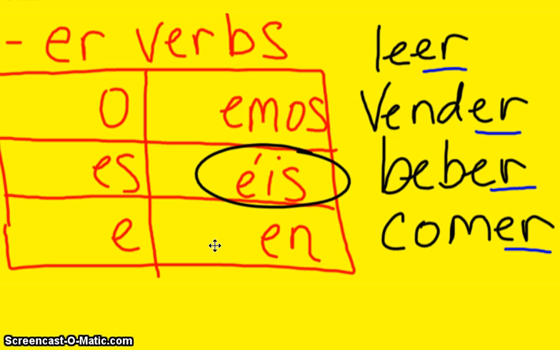And recalling your AR verbs, the only difference is what used to be a's have become e's in the ER form. Some examples of ER verbs would be leer, vender, comer, and beber. You also learned correr, aprender, and I'm sure you know a few more.